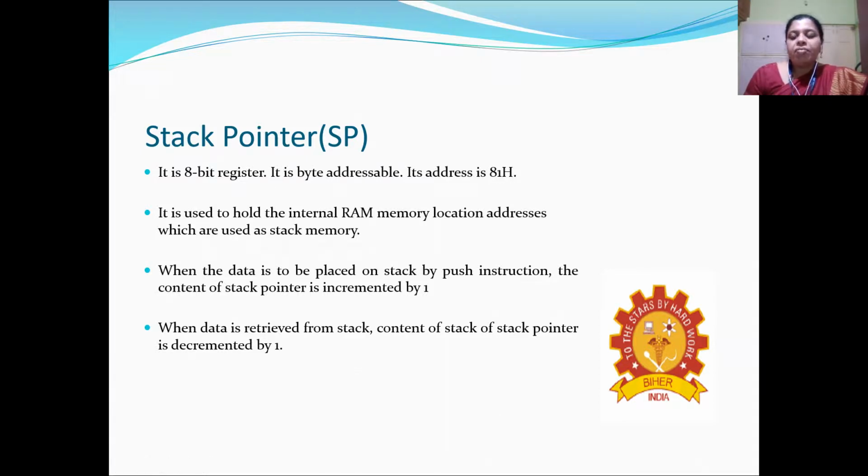Next, data will be stored in the stack or retrieved from the stack by means of two instructions, the push and pop instructions. When you are pushing data into the stack, you are adding data, so the stack pointer will be incremented by 1. Whereas when you are retrieving data, that is popping the data, the stack pointer will be decremented by 1, because we are retrieving the data from the stack.